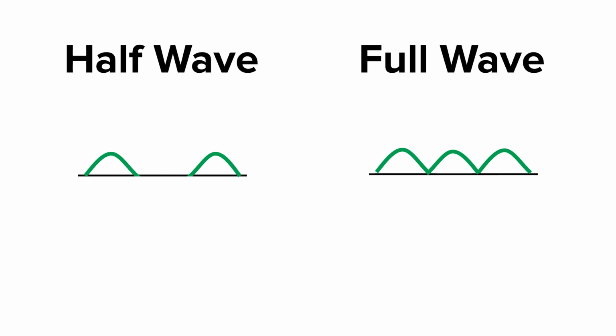We often demonstrate current flow like this. The half-wave rectifier only uses half of the electrons provided to it. The full-wave rectifier uses all of the electrons provided to it.